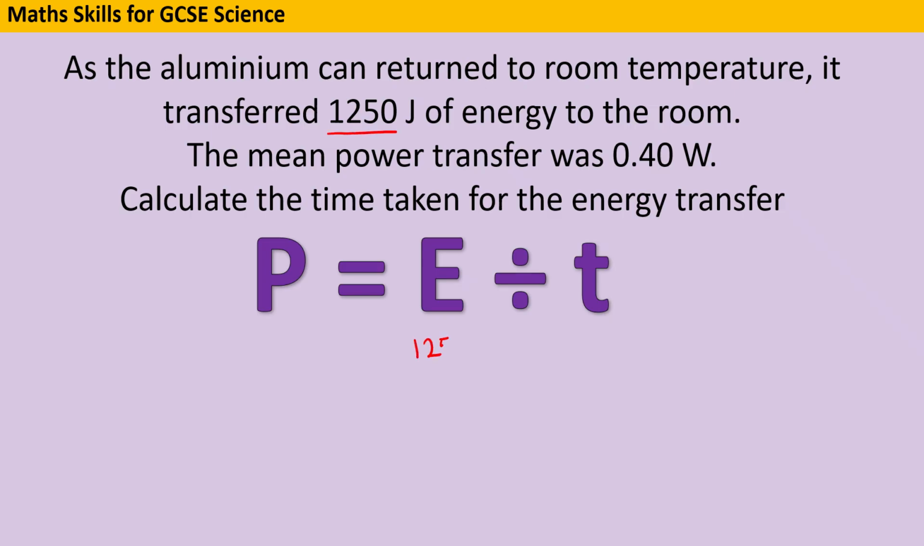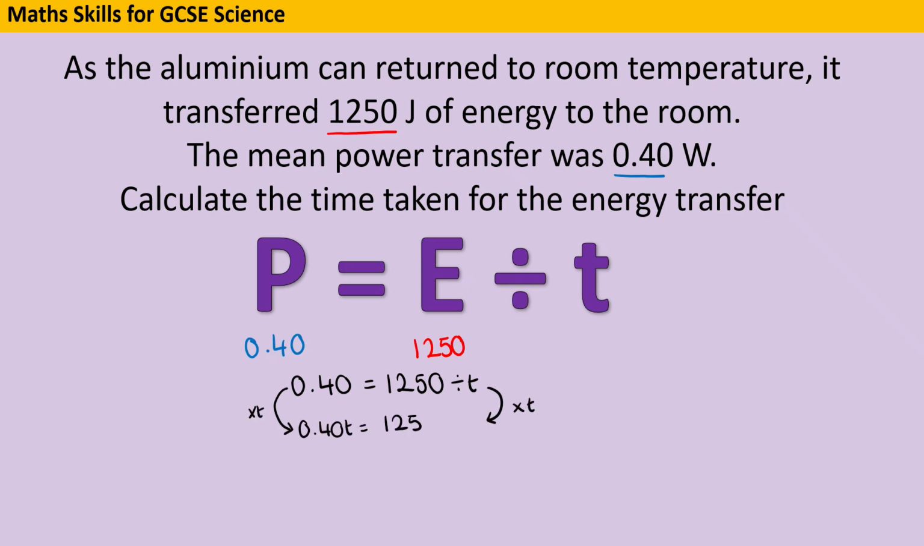So the first thing to do is to identify, just like we did before, that 1,250 is the energy and that 0.40 is the power. So that therefore gives me 0.40 is 1,250 divided by t. So to rearrange this, I'm firstly going to multiply both sides by t to give us 0.40t is 1,250. And then I'm going to divide both sides by 0.40, which gives me that t is 3,125 seconds, which is the same answer that I had before.